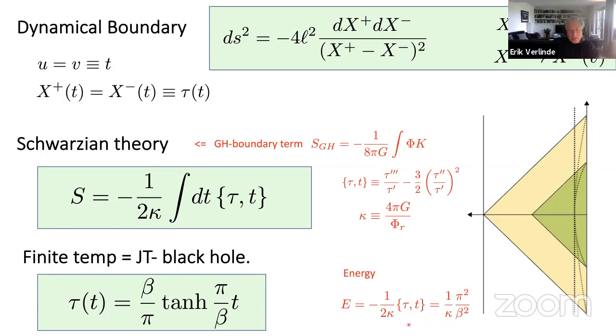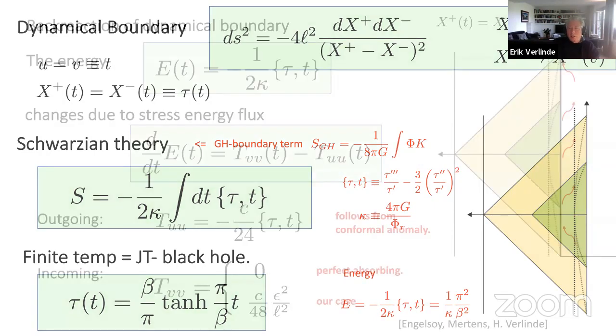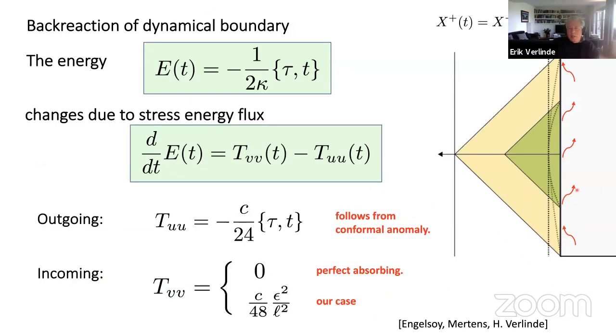And the energy is also actually given by the Schwarzschild. Now, how do we get dynamics? We now want the boundary to interact with the CFT, with particles being emitted and absorbed. For this, we use the formalism developed by Engelsöy, Mertens, and Herman Verlinde. They studied this boundary dynamics in terms of the variable tau.